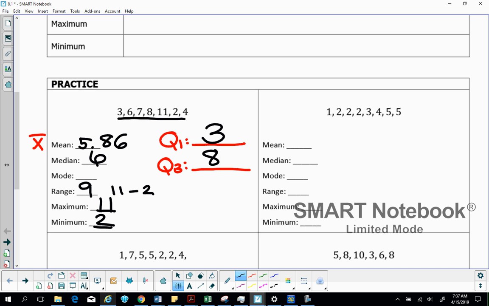And mode is the most. Remember, they sound alike. So mode is, or Miss Thompson taught me, beast mode, right? Like those people that are doing the most. What number appears the most, or is in beast mode? Are there any numbers that repeat? No, so there's actually no mode.